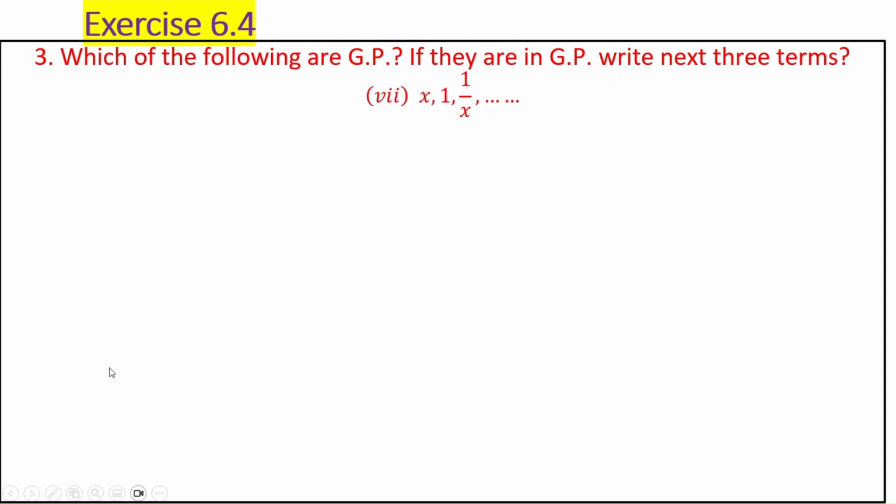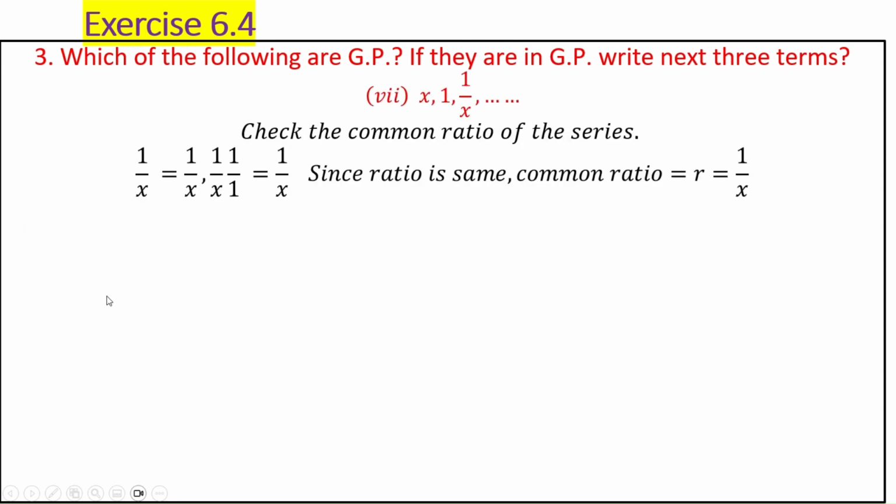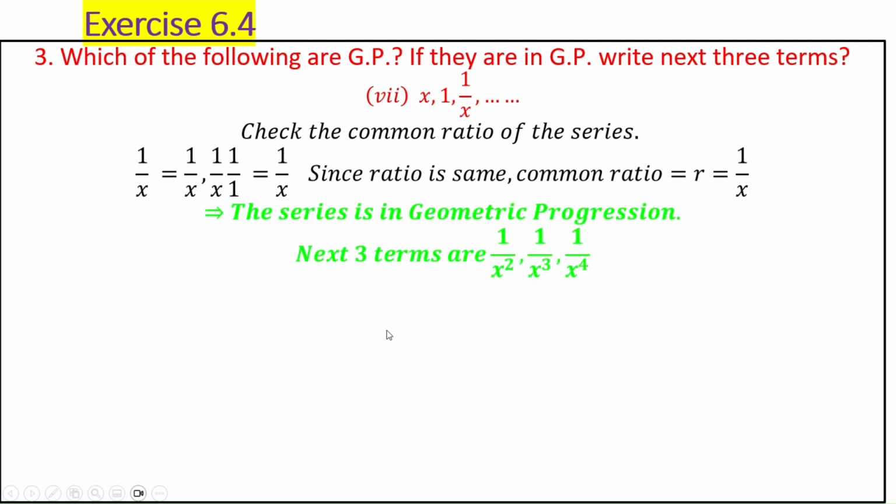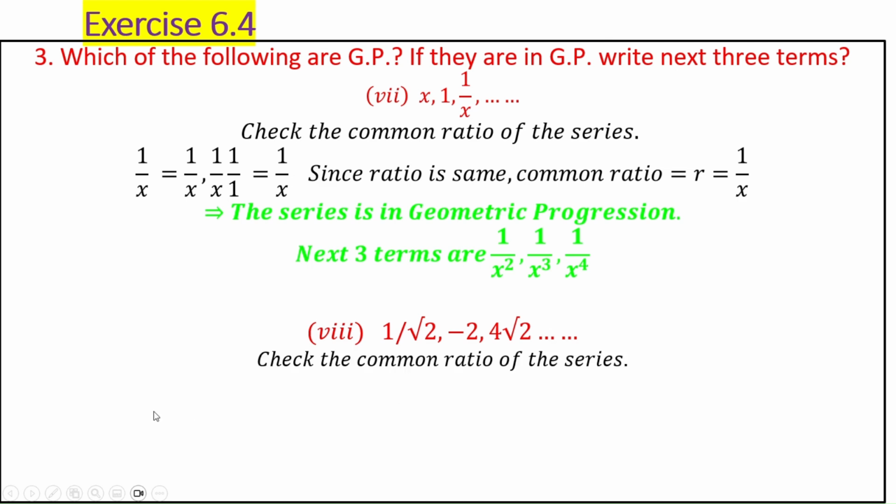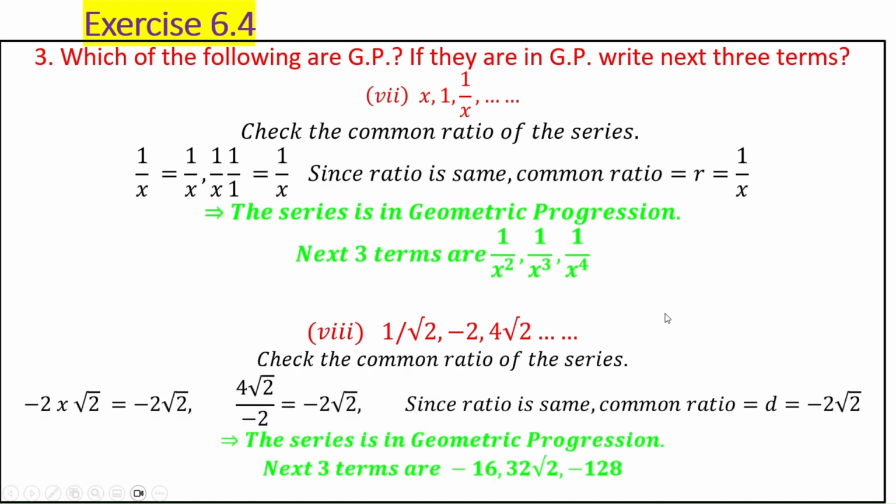Okay, x, 1, 1 by x, and so on. So the common ratio is 1 by x, we can clearly see. Here it is 1 by x, 1 by x by 1, which is 1 by x. Common ratio is 1 by x. So it is in geometric progression, and the next three terms are 1 by x square, 1 by x cube, 1 by x power 4. This is also the same, you can check.